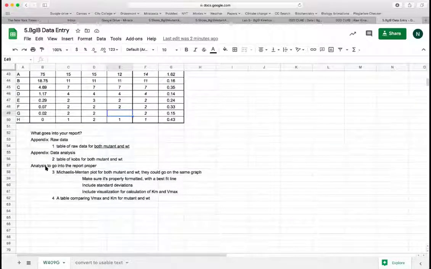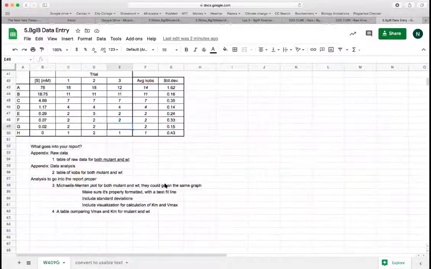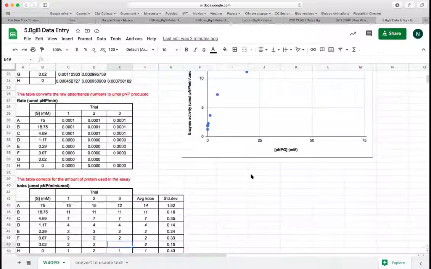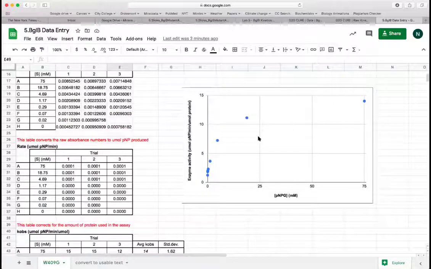But the analysis that does go into your report is a Michaelis-Menten plot for the wild type and the mutant enzyme. So there should be 2 Michaelis-Menten plots. I guess you could do it all in one plot, but that would get kind of messy. Make sure it's properly formatted with a best fit line. Using Google Sheets, I don't think it's too easy to put a best fit line there, but you can draw it by hand, or there are various things you can do. But for a proper Michaelis-Menten plot, we should have a best fit line.